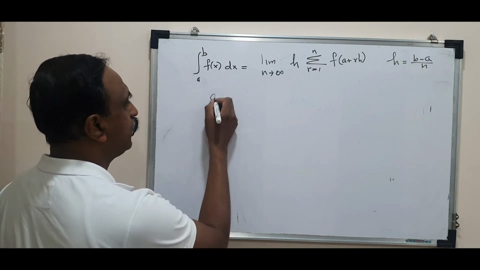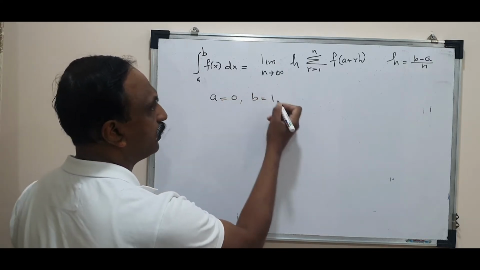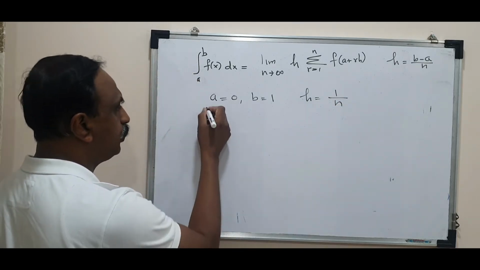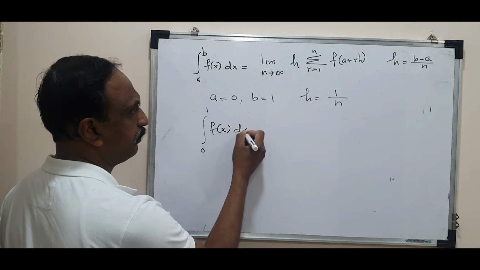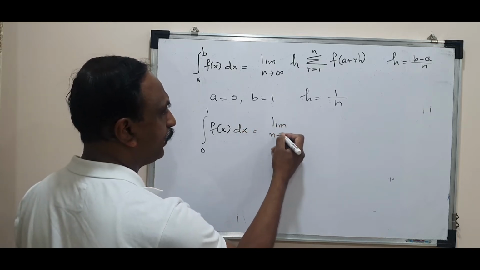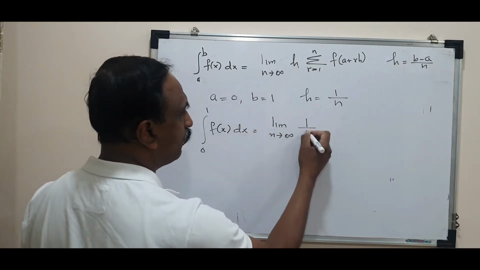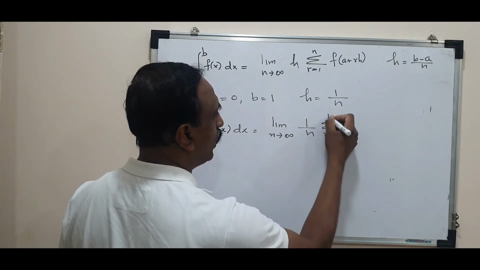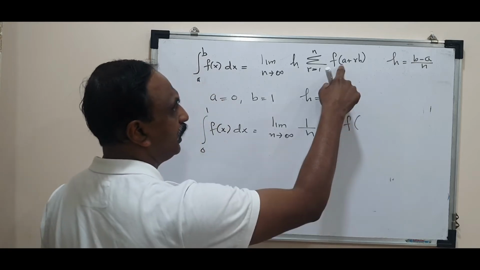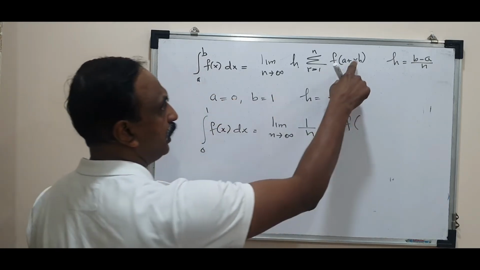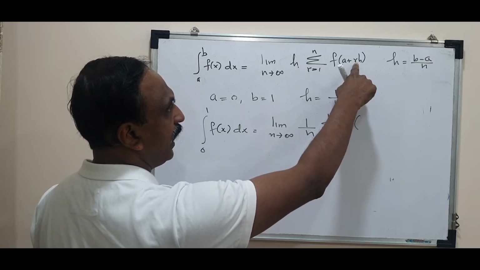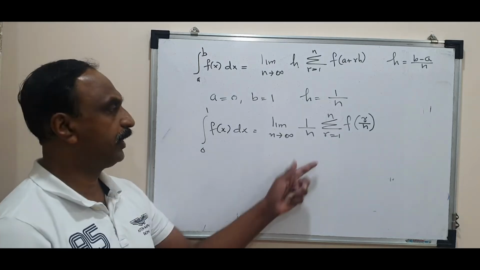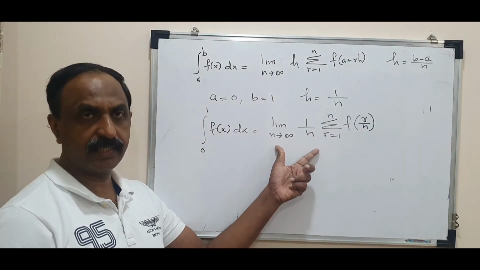Now what you do is, you put a as 0 and b as 1, then h will become 1 by n. So the integral 0 to 1 f of x dx will be limit n tends to infinity, in place of h you write 1 by n, into sigma r is equal to 1 to n f of a is 0, r is r only, h is 1 by n, so it becomes r by n. So this is a formula that we will be applying to calculate integral as a limit of sum.